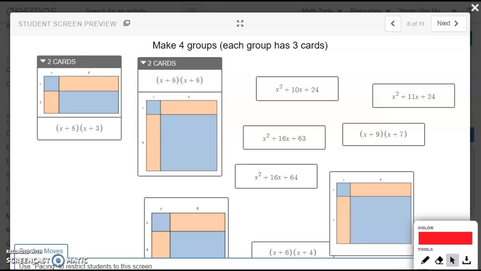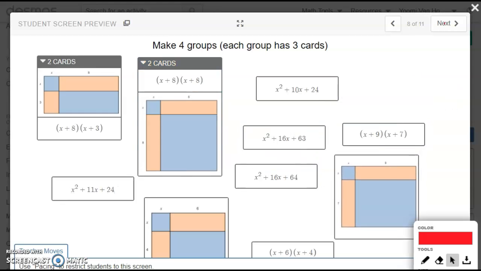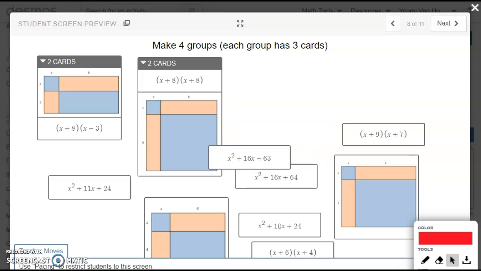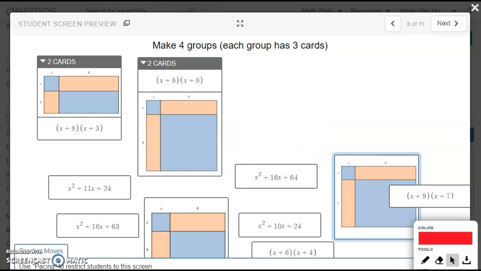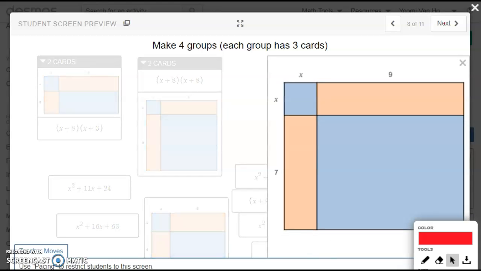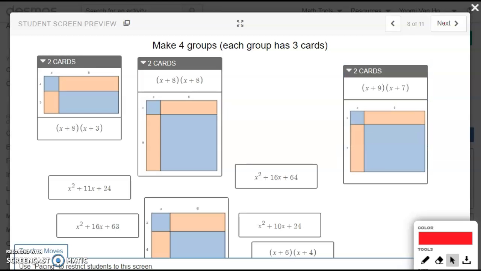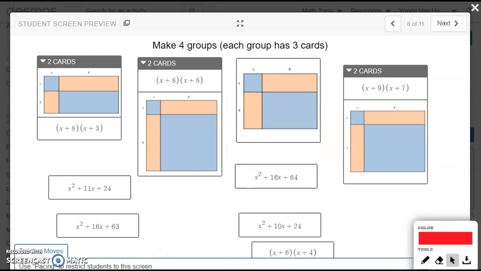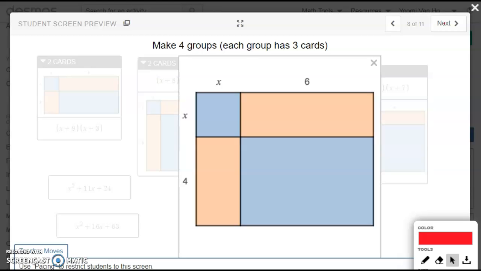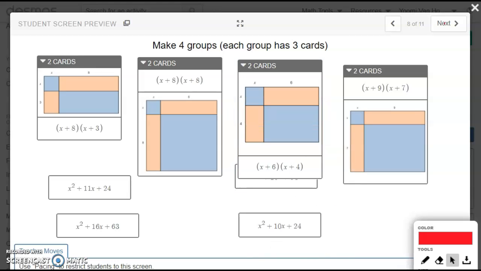Alright, so then let's look at this one. Let's bring it out here. Let's bring those cards down so that it doesn't get messed up. Okay, so we have the length is x plus 9 and width is x plus 7. So x plus 9 and x plus 7 is this. So put them together, and then finally, what do we have here? x plus 6 and x plus 4. Here we go.